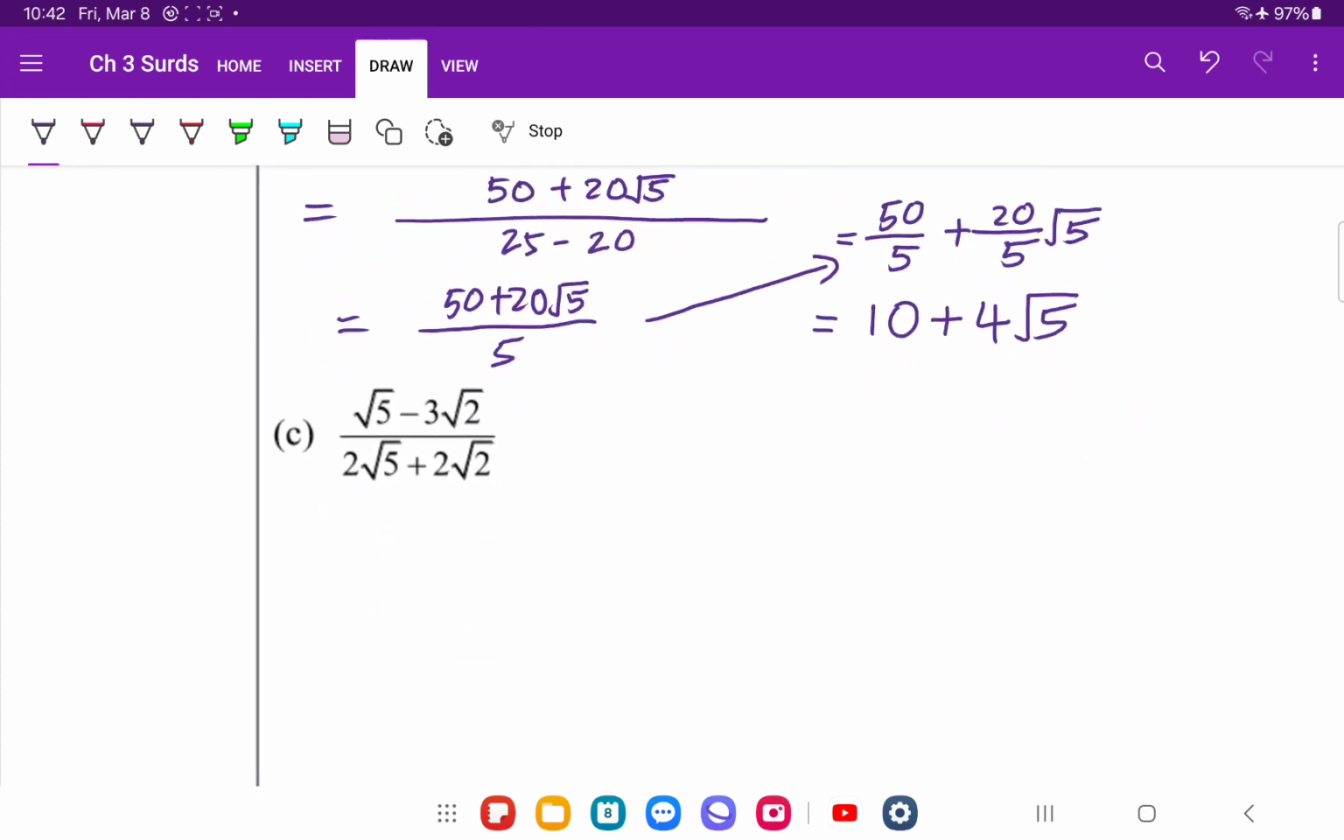Okay, next one. Let's choose the conjugate surd that I need. Jordan, give me the conjugate surd for the denominator. Focus on the denominator. What is the conjugate surd? 2 square root 5 minus 2 square root 2. Excellent. Now, numerator also put the same thing.